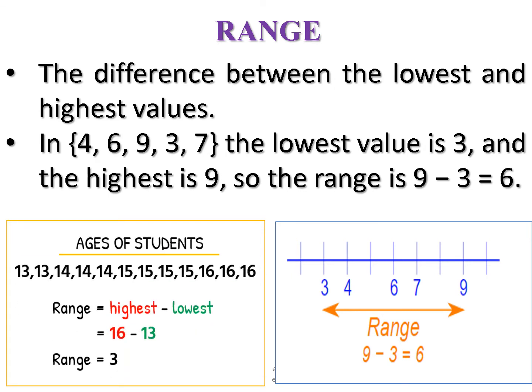Here is another example. Ages of a few students are given. So you have to find the range of these students' ages. So you can find the difference between the lowest and the highest. So the range of these 8 students is 3. See here the range of this group is 6.